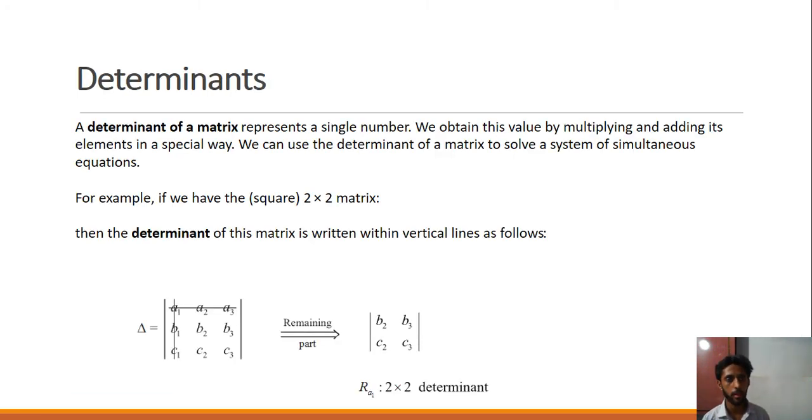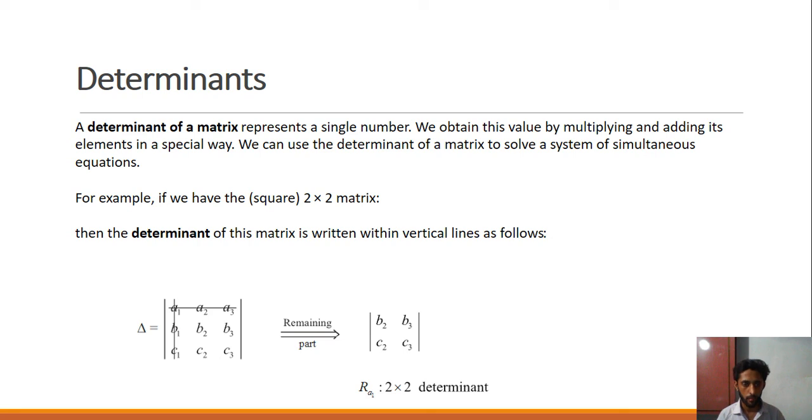And my another topic is determinant. A determinant of a matrix represents a single number. We obtain this value by multiplying and adding its elements in a special way. We can use the determinant of a matrix to solve a system of simultaneous equations. So the determinant of a matrix is used to solve a system of simultaneous equations.